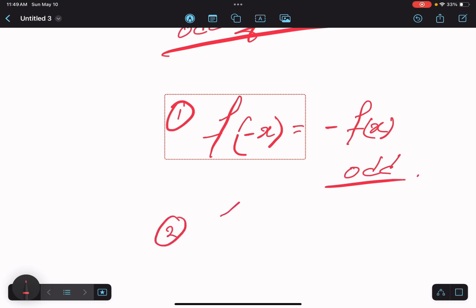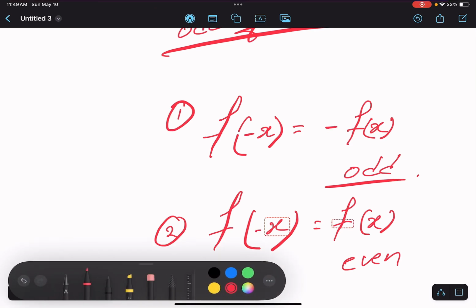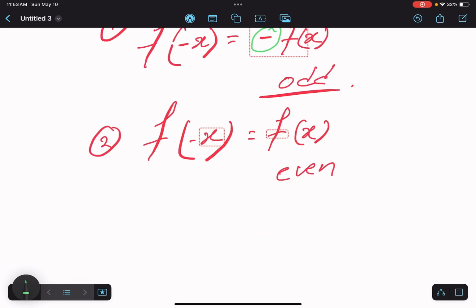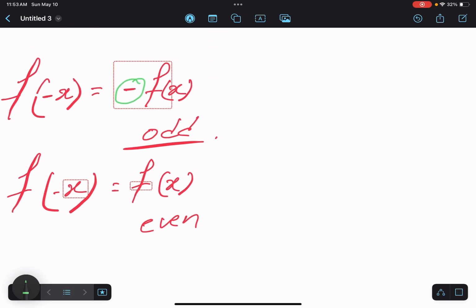Next, if I put a negative sign and that does not change any value of the function, it just gives f(x), then this is our even function. Only this is the difference. If by putting the negative x, the whole function changes to a negative, then that is our odd function. And if that does not change, that is our even function. Okay, now let us do some examples so that it will be more clear.